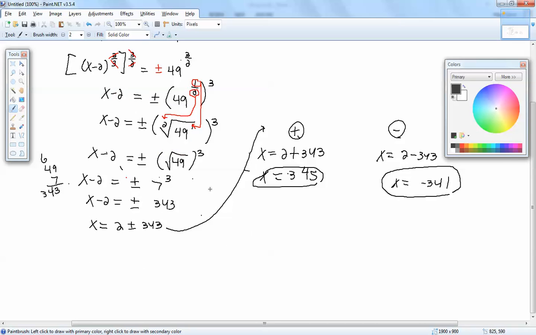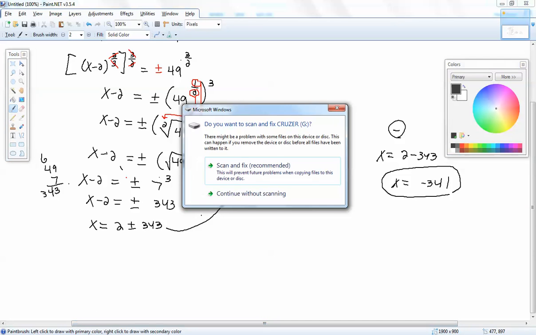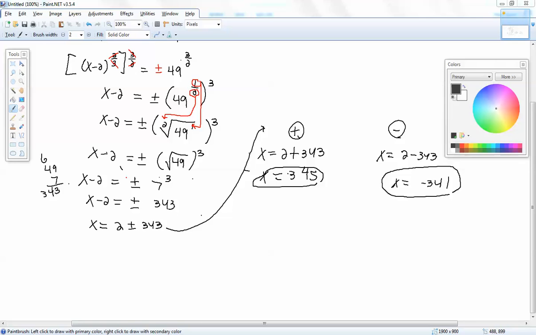Now I showed you how to find 49 to the 3/2 power by hand. Let me show you how to do it on the calculator. Let me get my calculator loaded here. This is if you're good with technology. If you stink at technology, you probably just want to do it by hand.